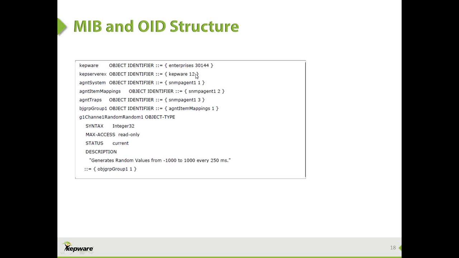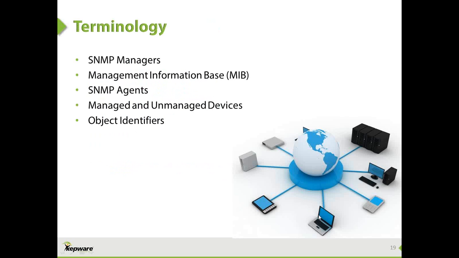So here we have 3144.12.2.3.1.1, and we finally have gotten to this channel 1 random tag that the server is generating. And this is actually generated from the server. We have the ability from our SNMP agent to generate MIB files. Okay, so that was a lot of terminology, but we made it through. I'm very excited to be done with that section. Any questions there?